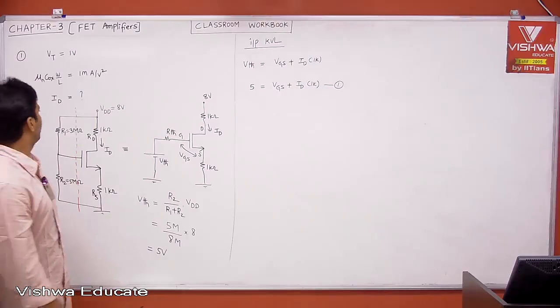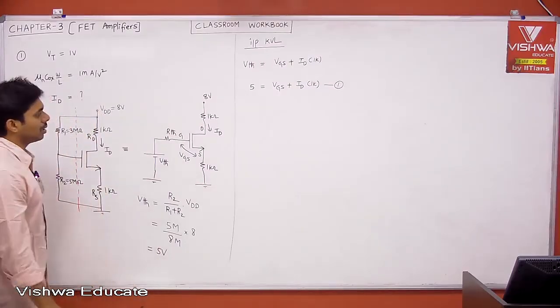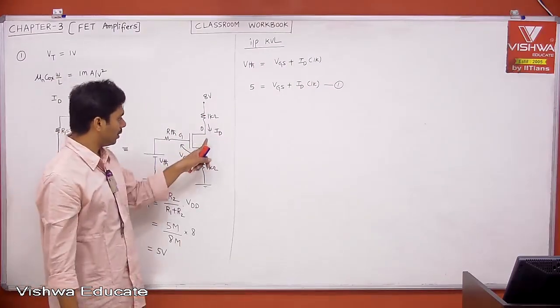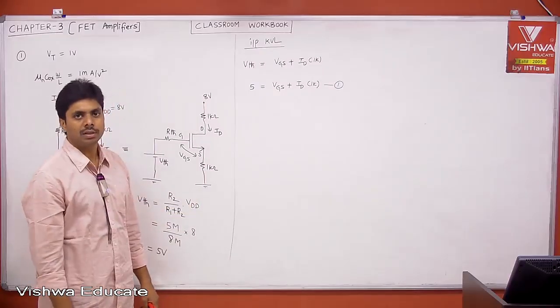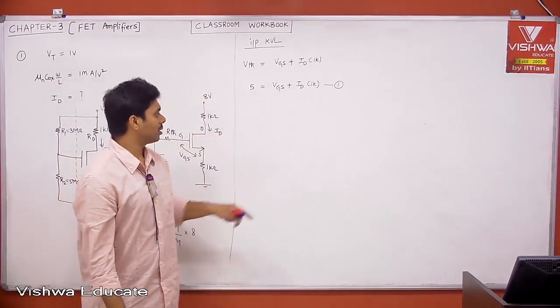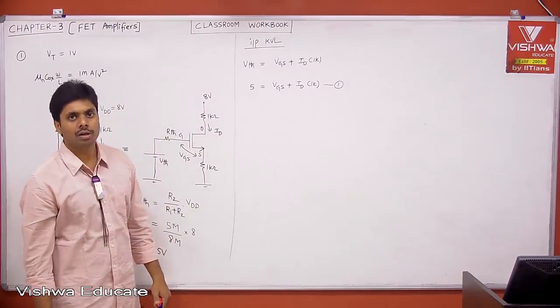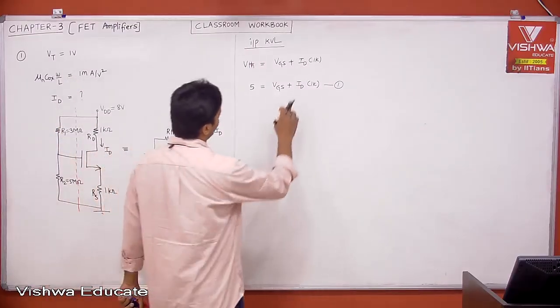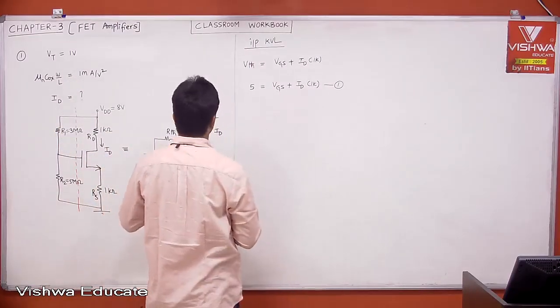And we know, don't apply output KVL. If you apply output KVL, you should know VDS. We don't know what VDS is, right? Therefore, again, you'll get one more variable. Already we have two variables, and you'll get one more variable, which we don't want, right? Therefore, we already know the relation between ID and VGS. That is your device equation, right?